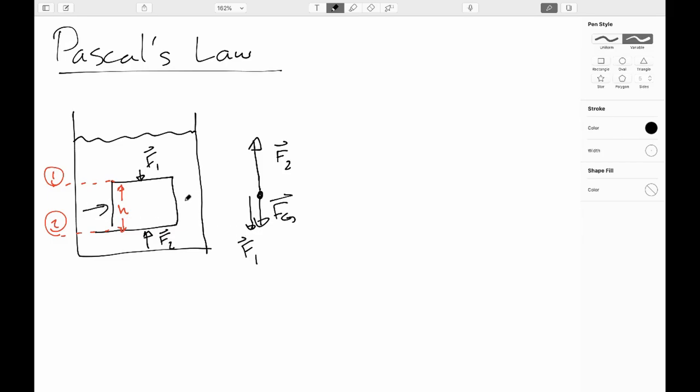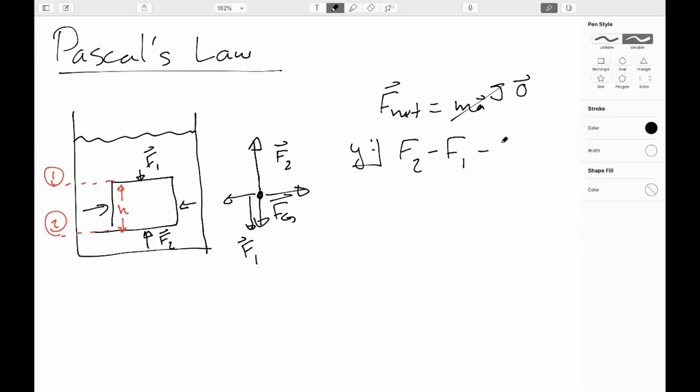And then additionally, there will be some lateral forces due to the fluid as well. However, those lateral forces will cancel, so we're not too worried about them. So let's just go ahead and say F net equals MA, and since this is a static situation, the acceleration is zero, and then we'll take the Y component of that. So the only force we have acting up is our F2. And the forces we have acting down is the F1 from the fluid above pushing down, and gravity. All right, so we can rewrite this as F2 equals F1 plus Fg.